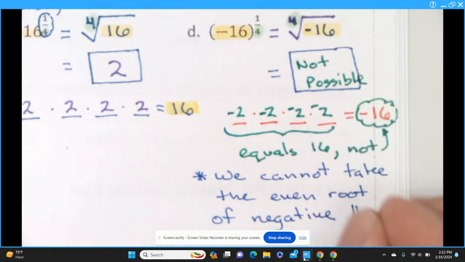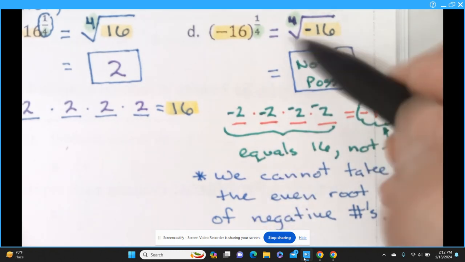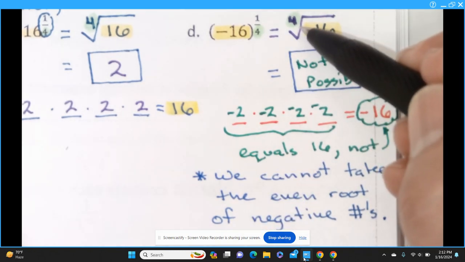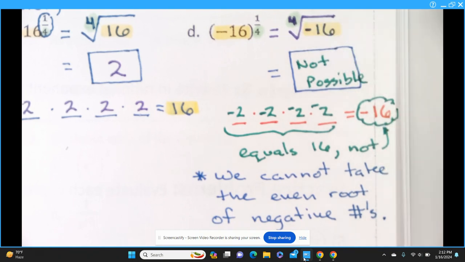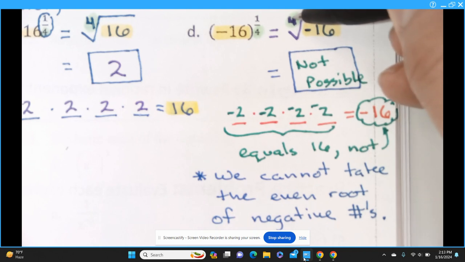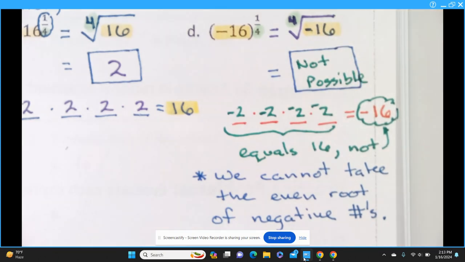I'm just going to put the little hashtag for number. We cannot take the even root. So remember, this is an even number right here. I'm talking about if there's a 2 there, a 4, a 6, an 8, a 10, all your even numbers that you can think of. If you have an even number here as an index, you will never be able to take the root of a negative. You will just automatically say, not possible. Okay? So catch up with the note there for a moment.